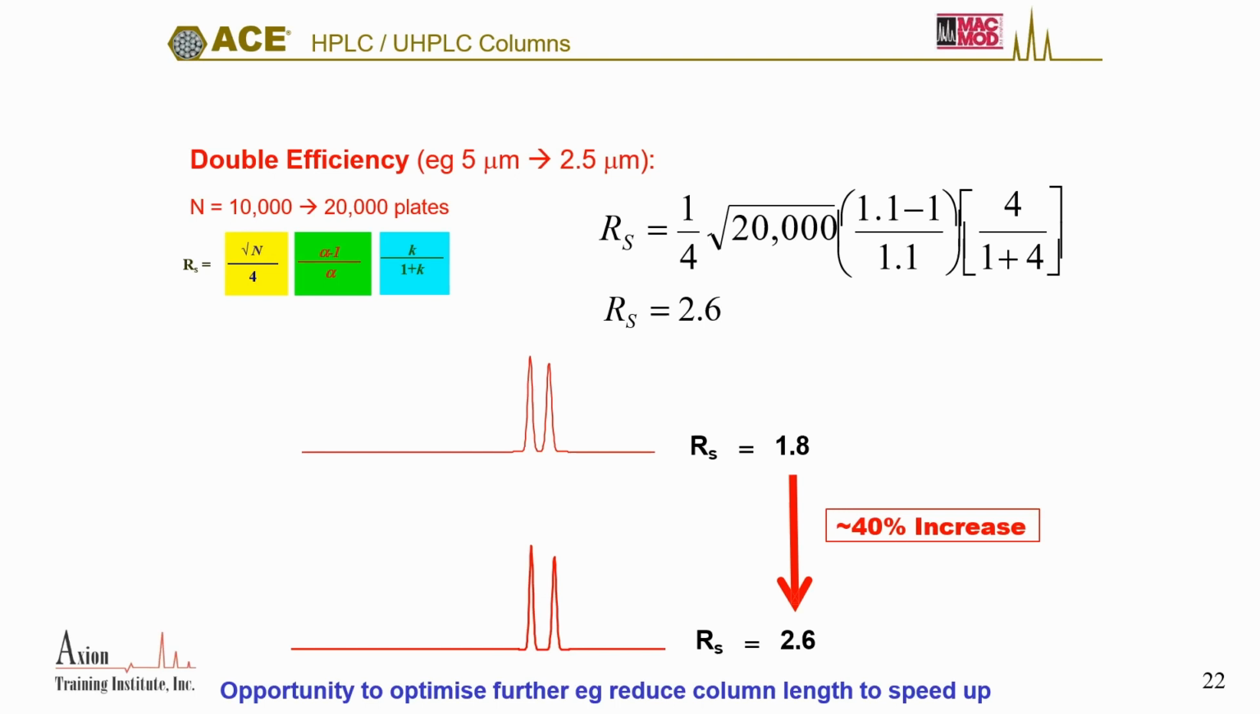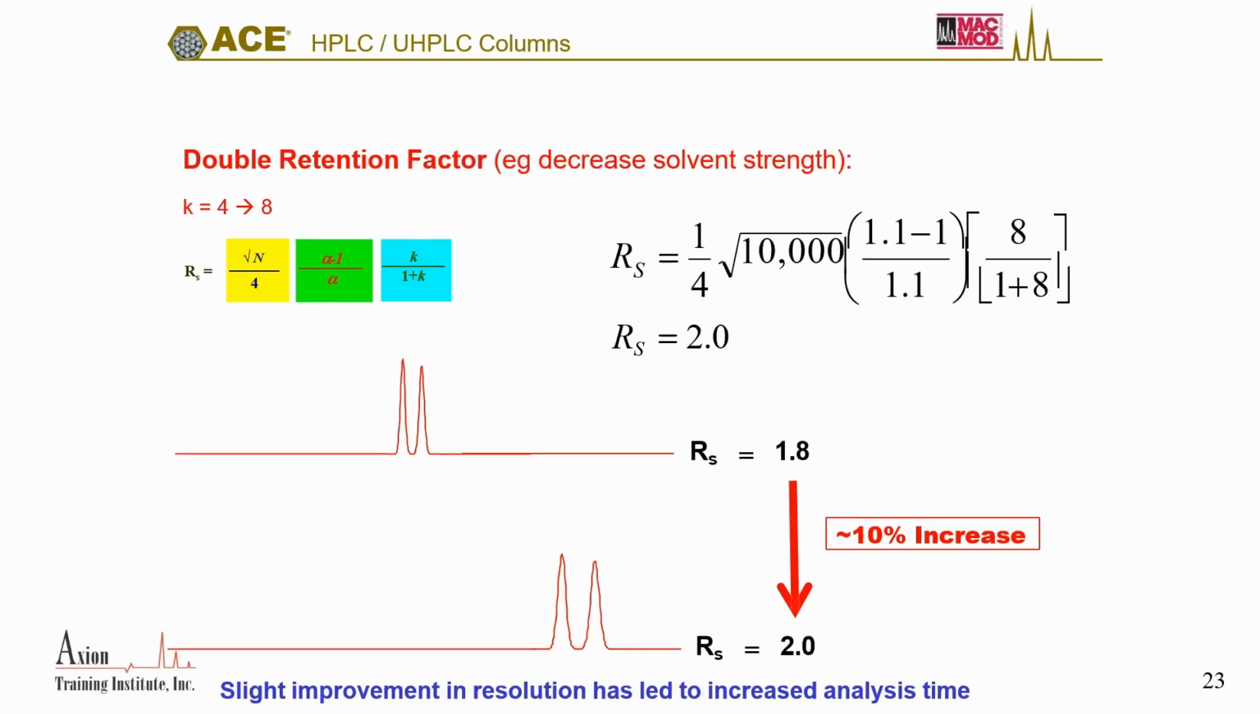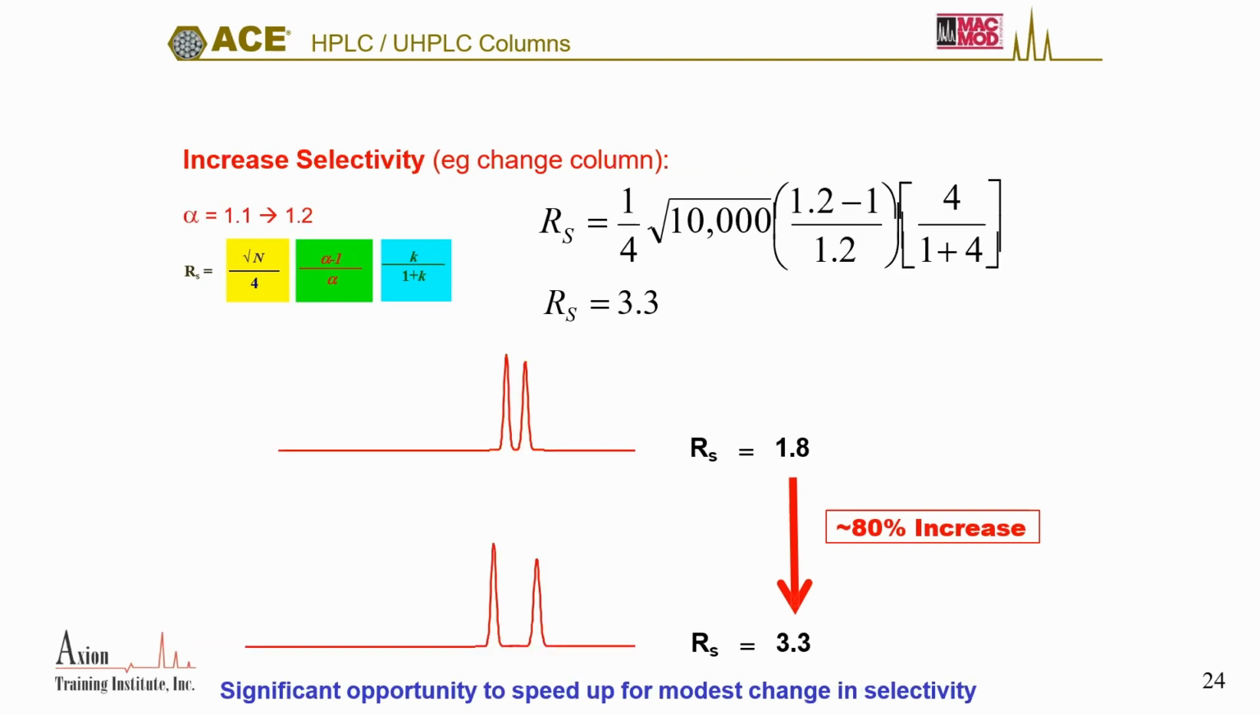Fantastic. How about my capacity factor? Well, if I improve capacity factor, now in all honesty, this starts at 4, so it's already really good, and goes from 4 to 8 and says, yeah, it helps a little bit, 1.8 to 2.0, but not really going out there and pulling things apart. So if we then look at playing with selectivity, even if we change selectivity by a little bit, 1.1 to 1.2, we see a huge improvement in the resolution. So by looking at this, it says, okay, we should spend some time understanding selectivity and figuring out how to change it, because there is a lot of bang for the buck there.